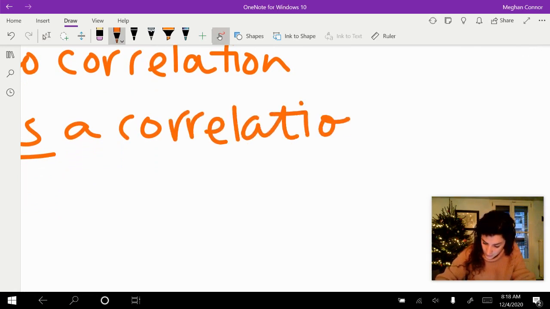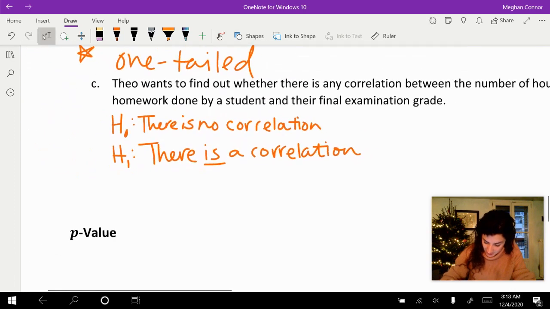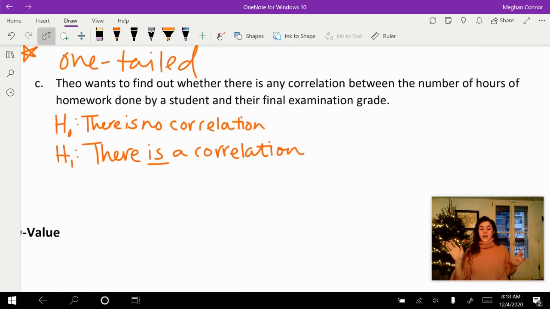Just a heads up, as you can see, writing on this device takes a lot longer, so I'm not writing out full things. When you're writing out your null and alternative hypothesis, you need to be very specific, right? You shouldn't just say there's no correlation. You should say there is no correlation between the number of hours of homework done and their final examination grade, versus the alternative that there is a correlation between the number of homework hours done and their final examination grade. So be very, very specific. I'm just giving you a general overview right now.